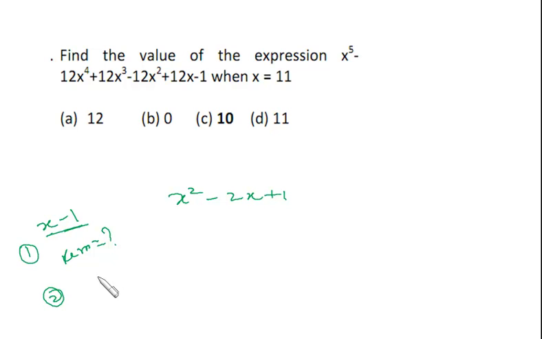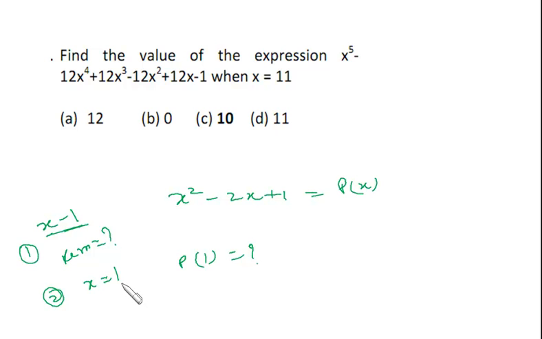Second question: if I put x is equal to 1 in this expression, what will I get? Suppose this is p(x). Then what will be the value of p(1)? So there are two different questions: the remainder when dividing by x minus 1, and the value when x is 1. But these two are different questions, yet the method of solving both is the same.